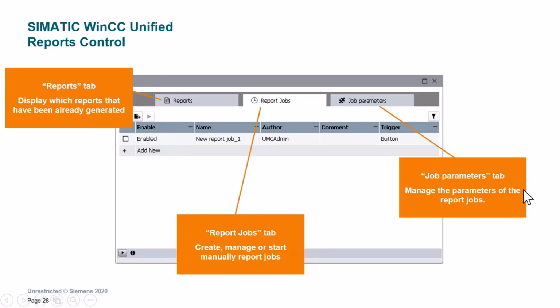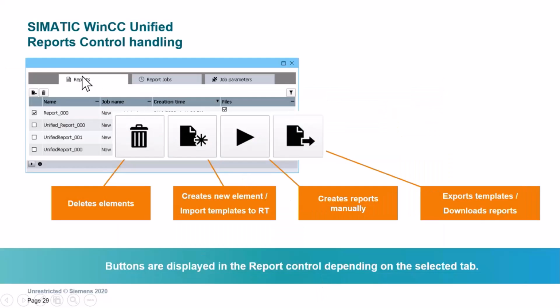Firstly, we have the Reports tab, which serves as a top-level view where all generated items are displayed. Next, we have the Report Jobs tab, where we set up the reports and define the triggering times. Additionally, there are job parameters to manage advanced features, and a configuration area for further customization.